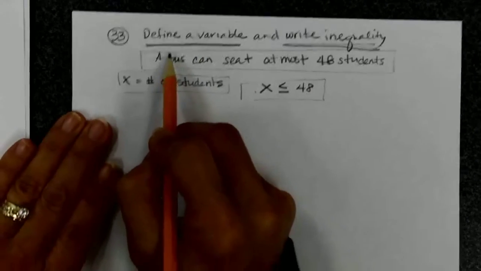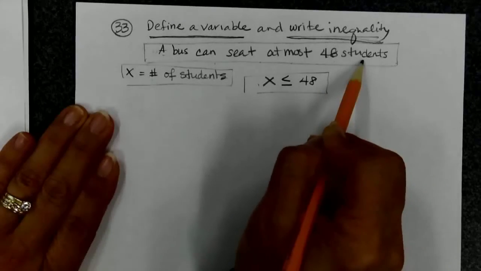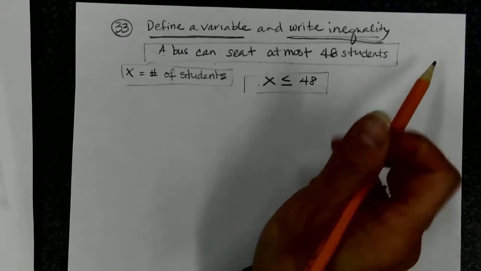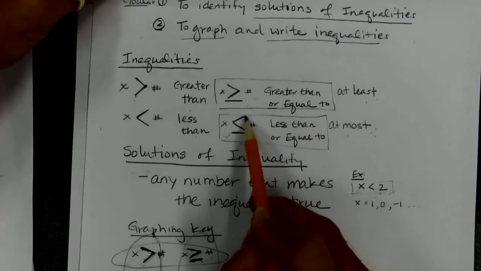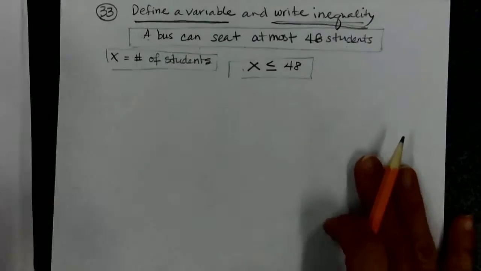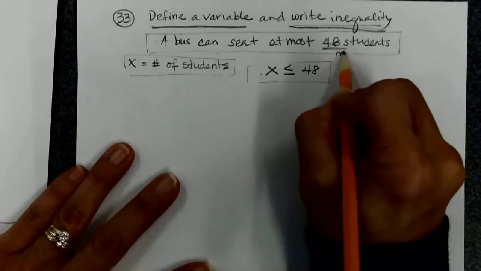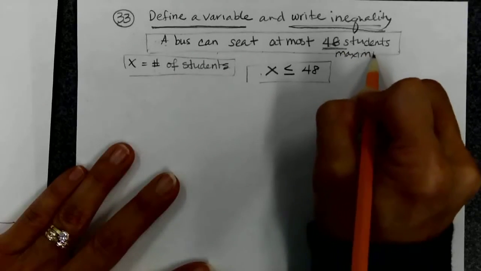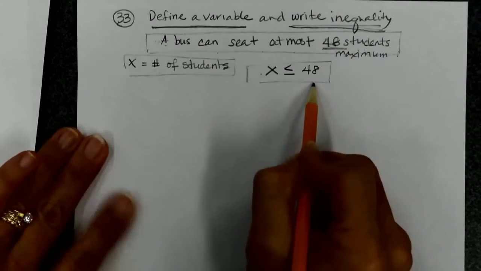The situation is a bus can seat at most 48 students. And remember the words at most from our previous lesson. The words at most mean less than or equal to because they mean maximum. So everything else has to be less. This is the maximum amount of students that could be on the bus, so every other amount has to be less than 48.